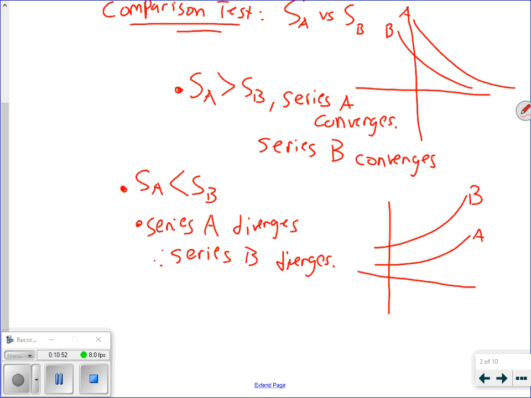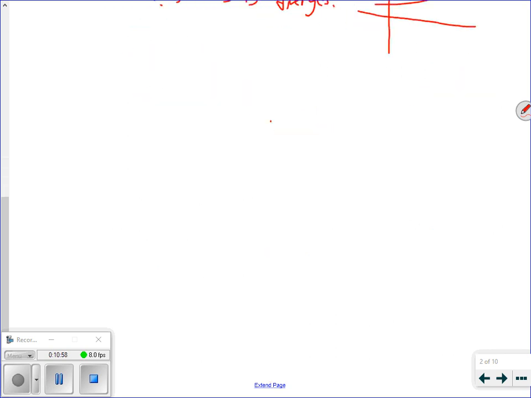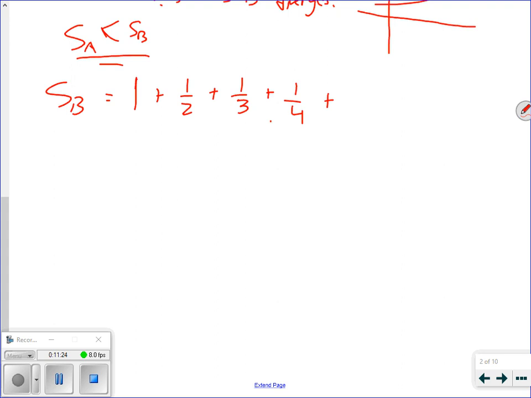Okay. So we're going to keep this idea of the comparison test in mind as we show what's happening with the harmonic series. I think this is pretty interesting. So let's come up with a scenario, series A being less than series B. Let's say that series B is the harmonic series: 1 plus 1/2 plus 1/3 plus 1/4. This is the harmonic series, right? 1/5, 1/6, 1/7, 1/8, all the way to 1/9.